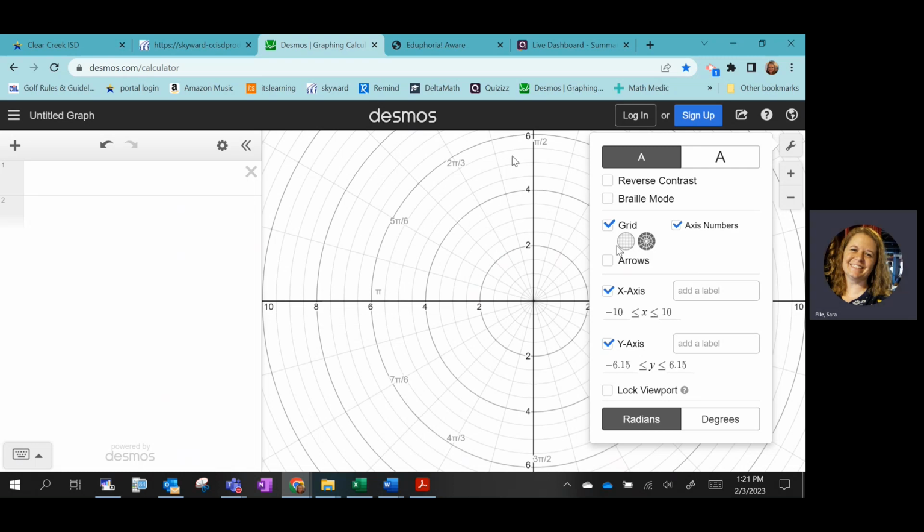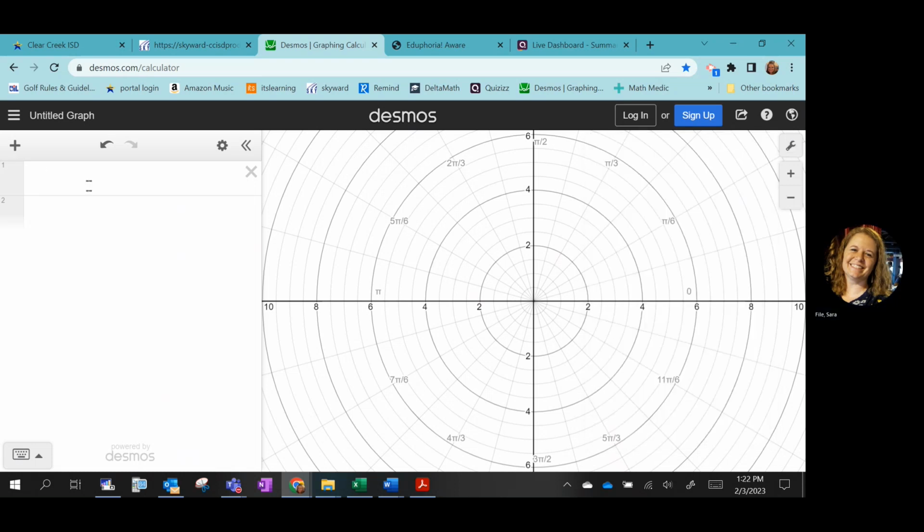Right now it's in radians, so you can see the angle measures are labeled in radians. You can change to degrees if you're working in degrees, so you can change back and forth there. Okay. The only thing is when you go to graph, you can graph the curves, but you can't just plot polar coordinates on here.